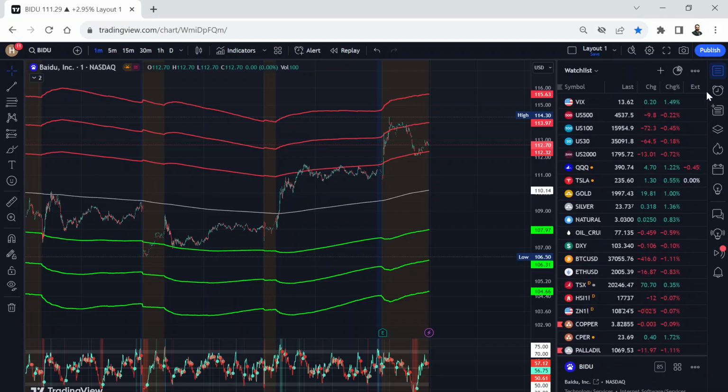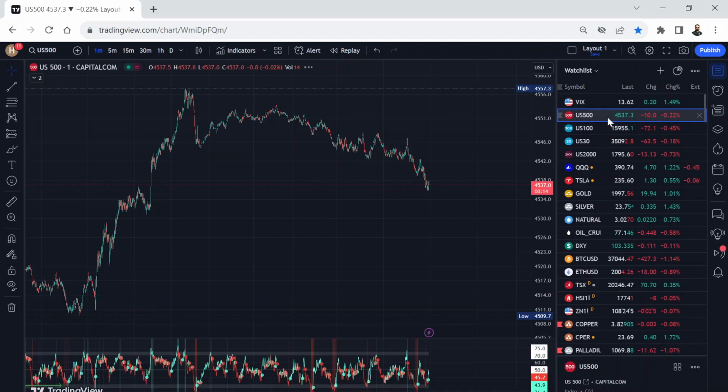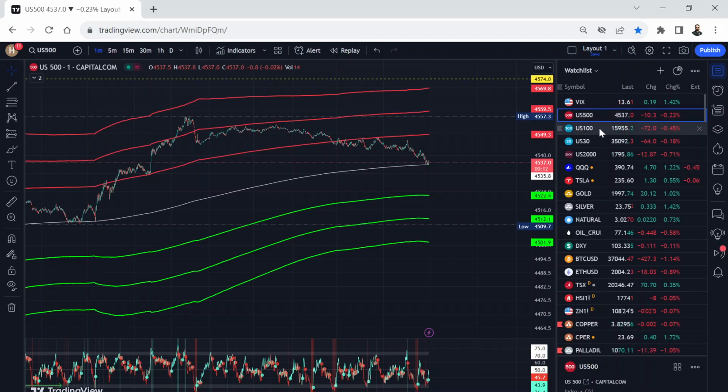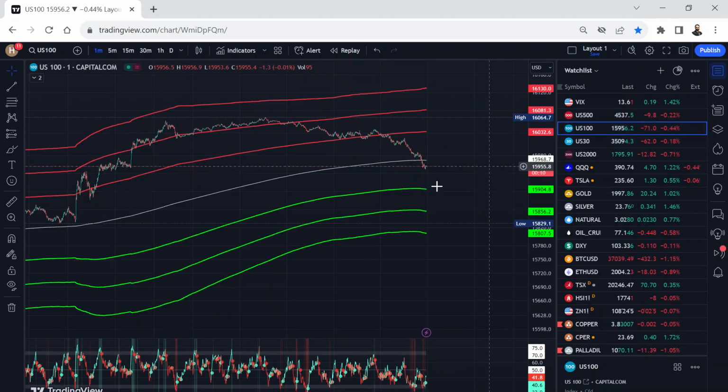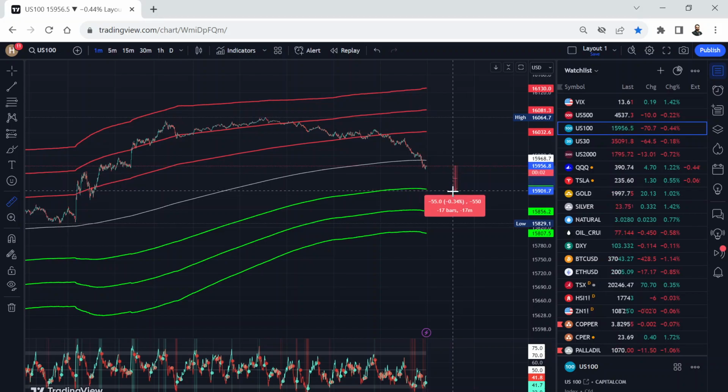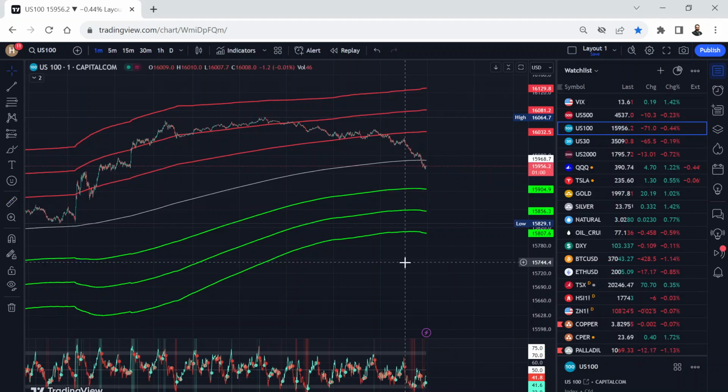Okay, let's quickly go and take a look again at the indices. US 500 in the neutral zone, Nasdaq still in the neutral zone. So from here, how far can it go at least before it can bounce slightly? Let's see. Still, it can go a little bit, 0.34% down before it can bounce.